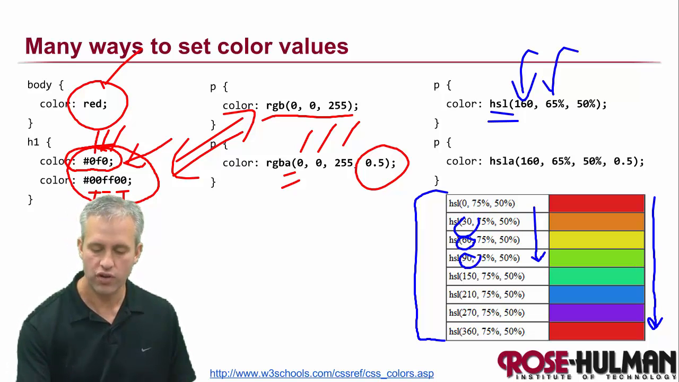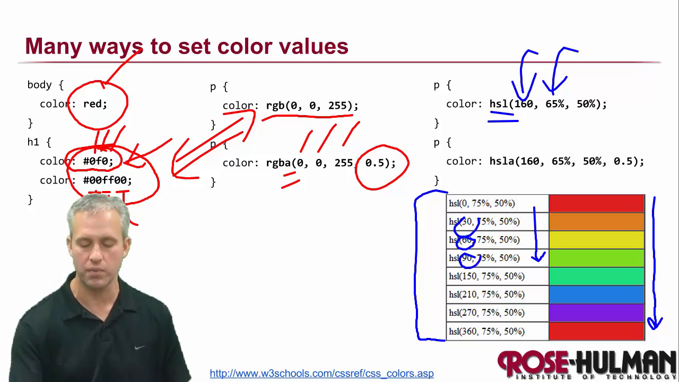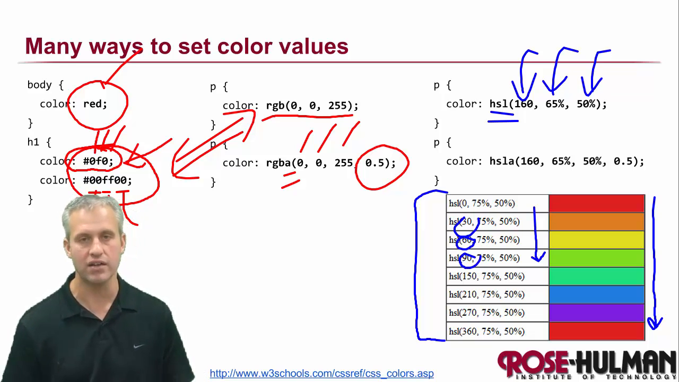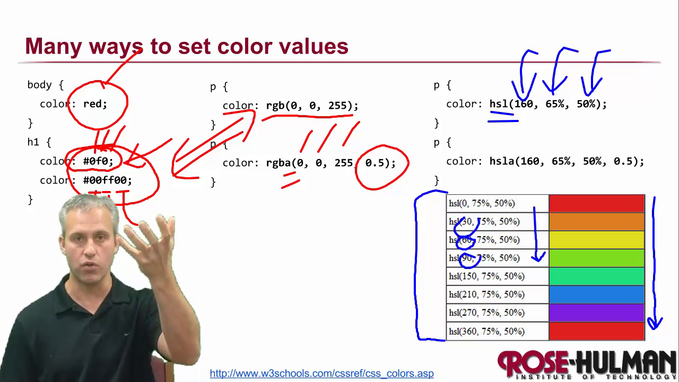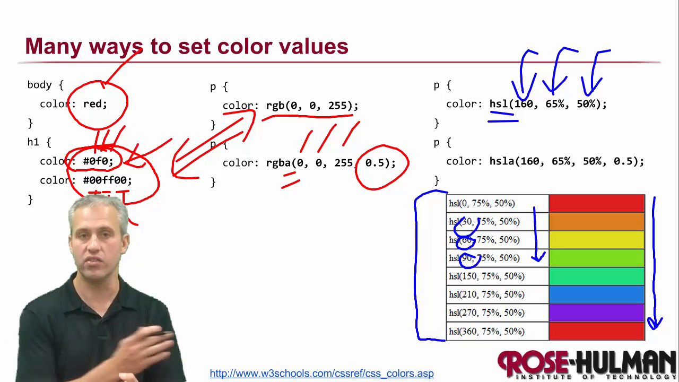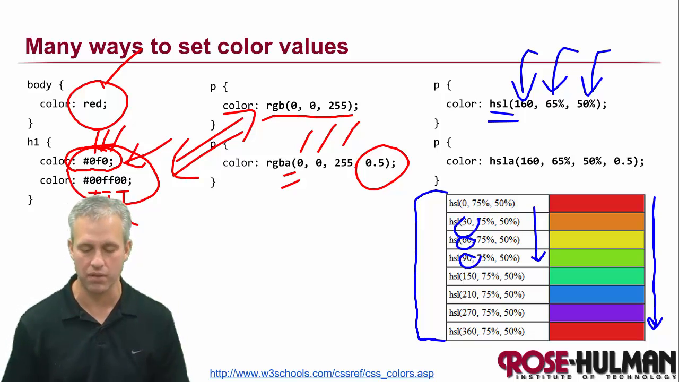And then the saturation is how much of that color you want to be present. And then the brightness is how bright it is. So a brightness of 0 would be black, and the hue and saturation wouldn't matter because it would just be black.